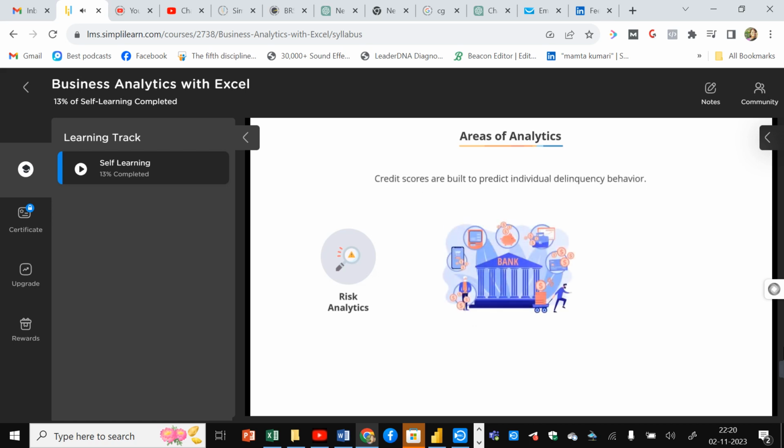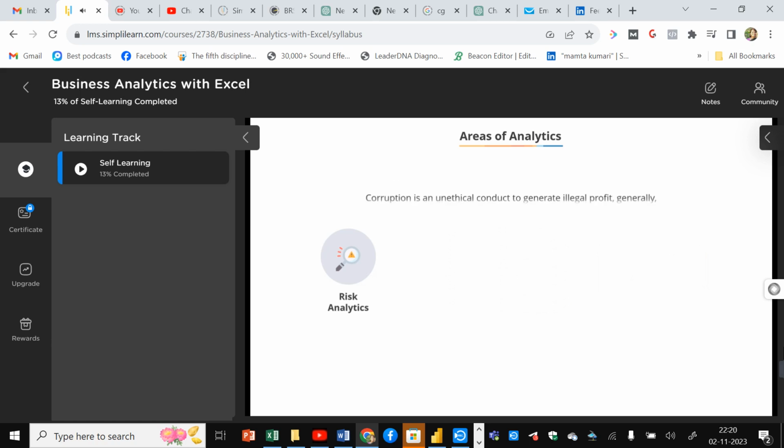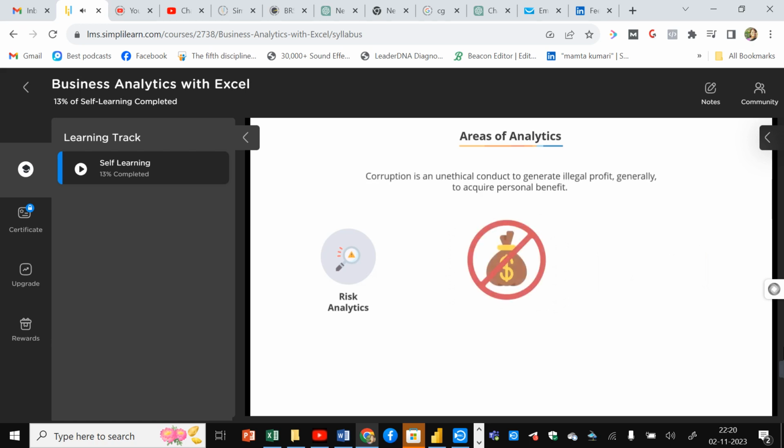For example, in the banking industry, credit scores are built to predict individual delinquency behavior and are used to represent the creditworthiness of an individual. Corruption is understood as unethical conduct by a person or group of people to generate illegal profit, generally to acquire personal benefit. It drastically affects the confidence and trust of the parties involved, and thus hampers the achievement of project goals. It's one of the common risks to be taken into account.